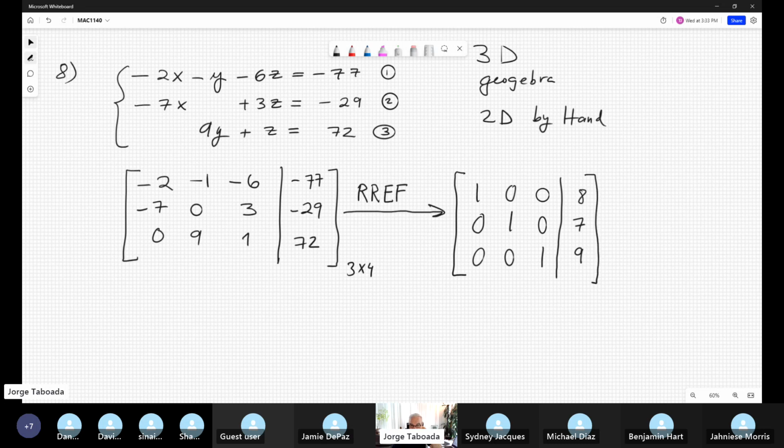Now I want to do this for you in GeoGebra. This is a classical example in which you have here the identity matrix of dimension 3, nice, no free variable, unique solution, only one solution, and it's obvious that x is equal to 8, y is equal to 7, and z is equal to 9. And that is the solution, option A in the handout.